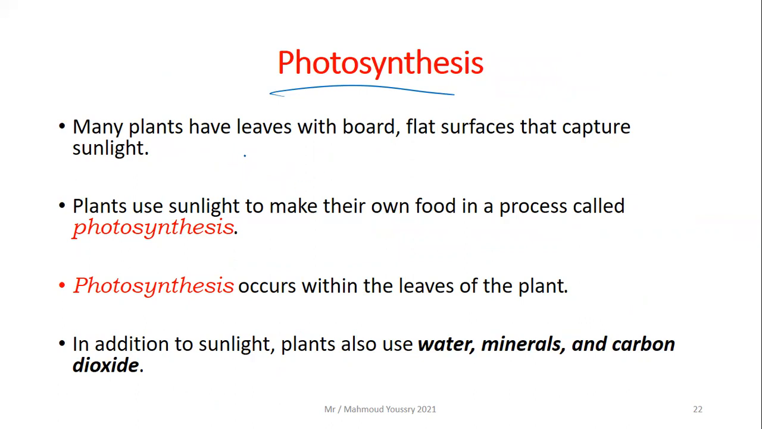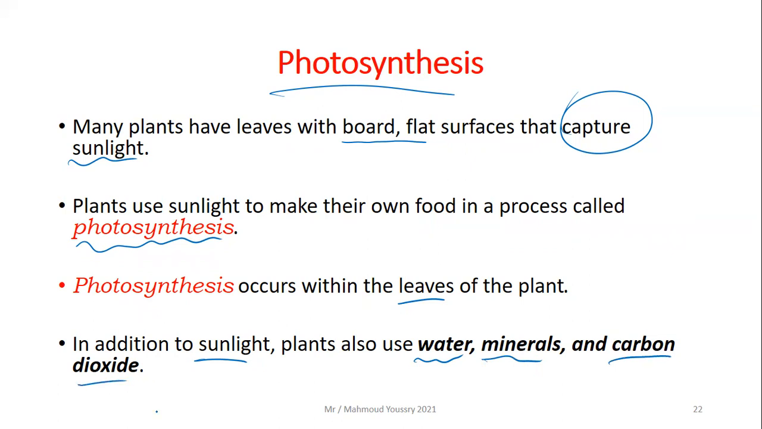Many plants have leaves with broad, flat surfaces. Why? In order to get the sunlight it needs. Plants use sunlight to make their own food in a process called photosynthesis. Photosynthesis occurs within the leaves of the plant. In addition to sunlight, the plant also uses water and minerals absorbed through the roots and the carbon dioxide taken in by the stomata.